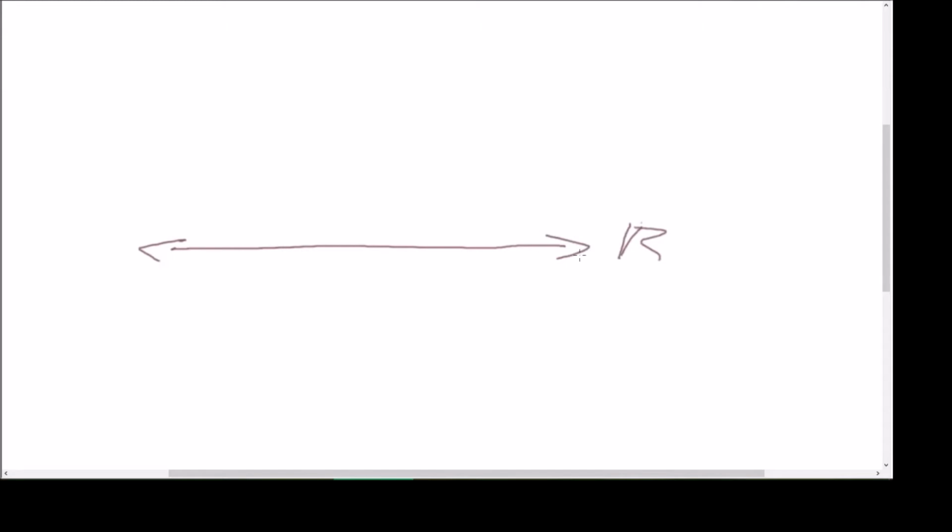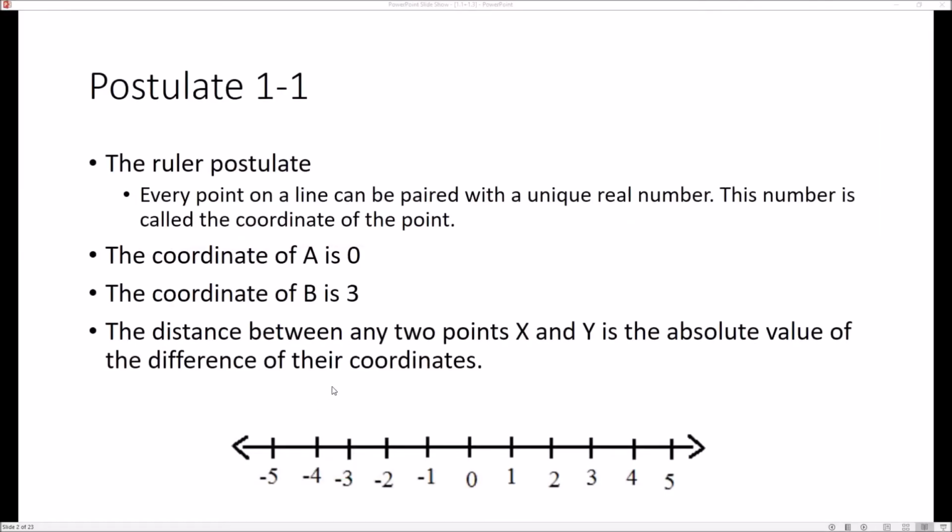Okay, so let's go back to what we were working on. So here I have the coordinate of a is 0, and if you look, a aligns with 0 and b aligns with 3. Kind of the same thing we've done before, but now we're actually going to start talking about length, distance, segment distance. So we're starting from the bottom and we're going to move up to more difficult ideas.